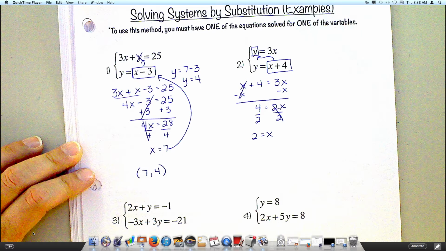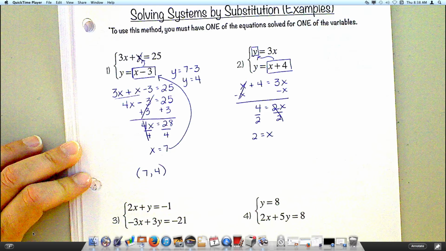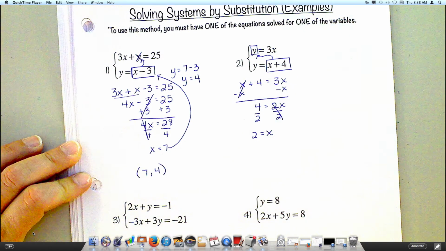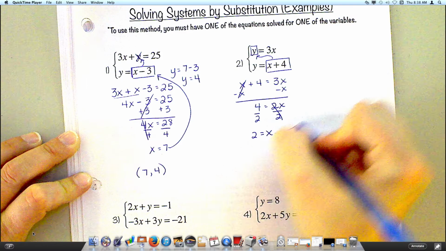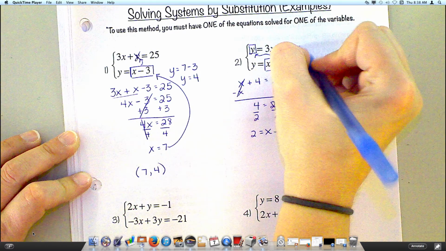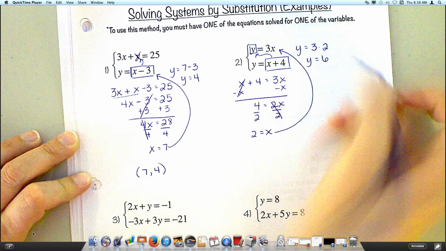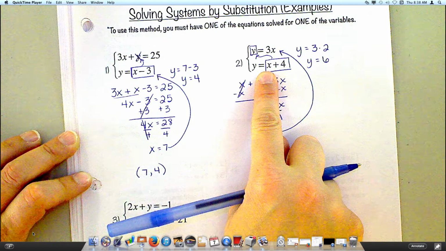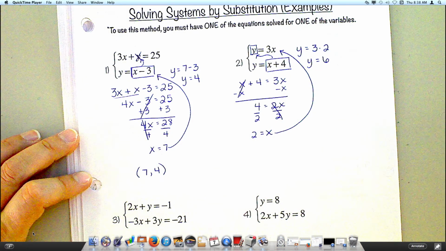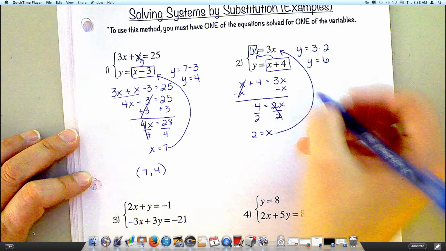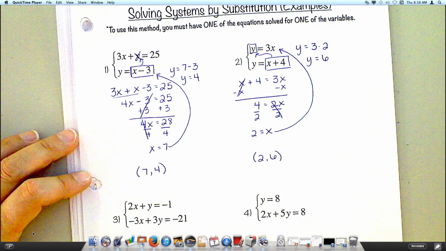If you're looking for y, look for an equation that says y equals blah, blah, blah. Okay? Both of these equations say that. So as long as I did this correctly, it shouldn't matter which one of those I plug into. If I plug into that first one, I would get y equals 3 times 2. So y is 6. Would I get that same thing had I plugged it in there? Yeah. So that's a good way to check and make sure that you're doing these right. When you plug it in, it should work in either one of the equations. So final answer would be 2 comma 6. Good?